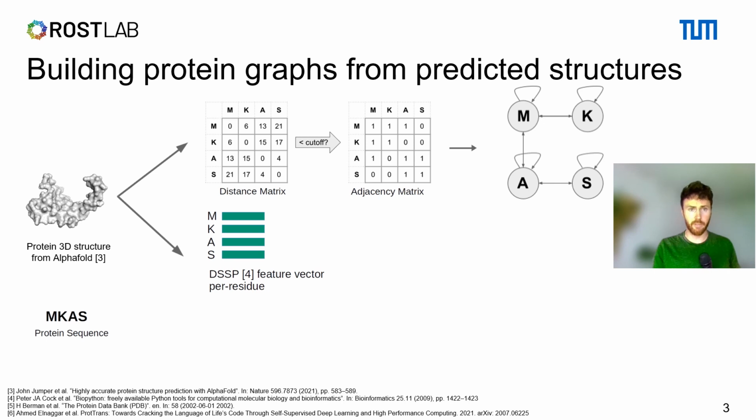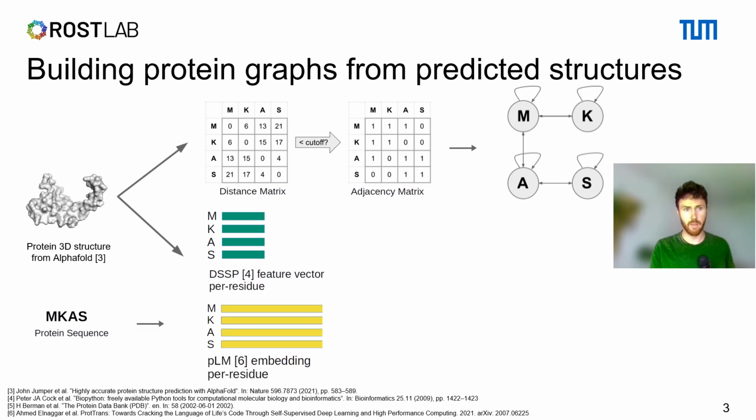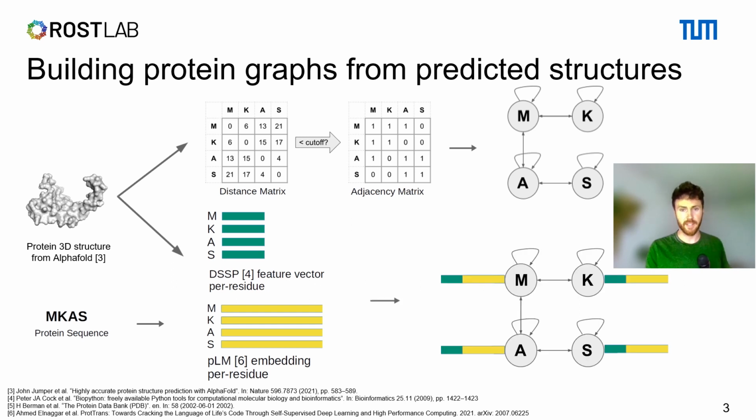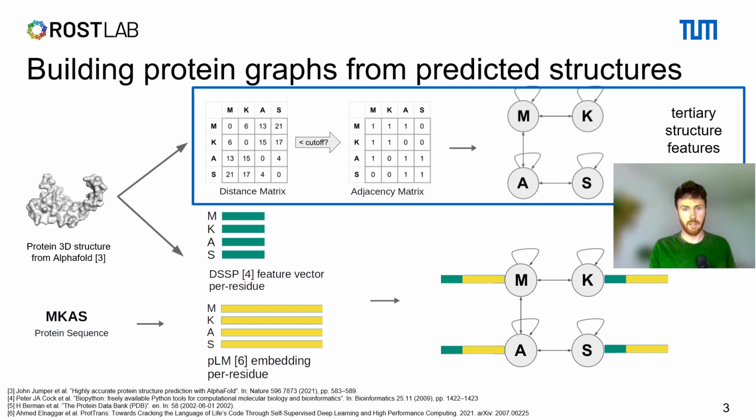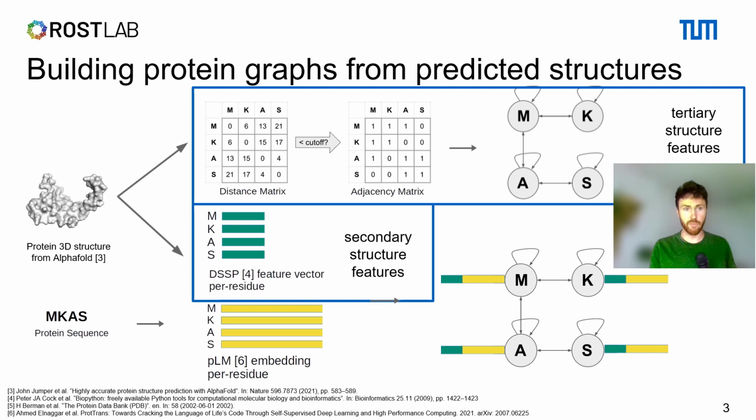From the Protein Data Bank file, we also extract a secondary structure feature vector via DSSP per residue. Also, using the protein language model ProtT5 from Rostlab, we get a per-residue embedding vector. And now finally, we combine all of that so that each node in our graph has node features. To sum it up, some of the tertiary protein structure is captured by the graph, while the node features include secondary structure features.